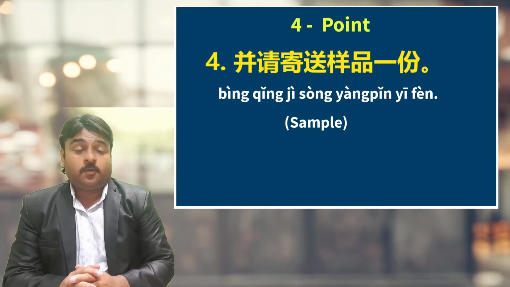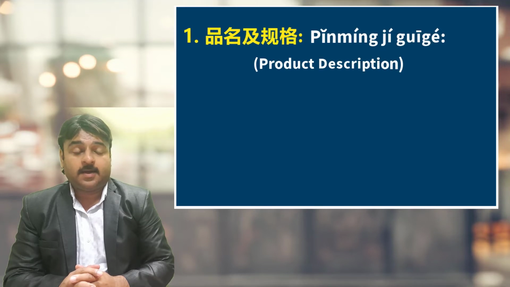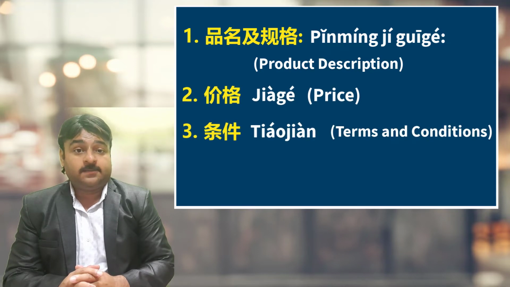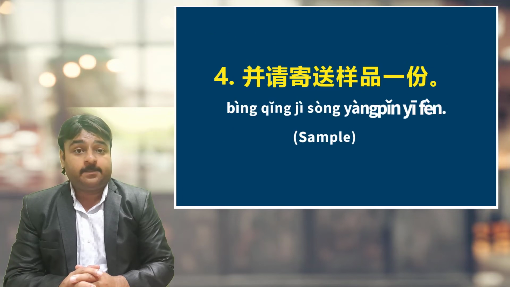So these are four points that differentiate an inquiry email from an introduction email. You specifically mention the product and the type you are looking for, the description and specification. You ask for a price. You ask for terms and conditions. We'll go to the subheads of these main heads in a while. And finally, you ask for a sample. Let us now have a look at these parts.